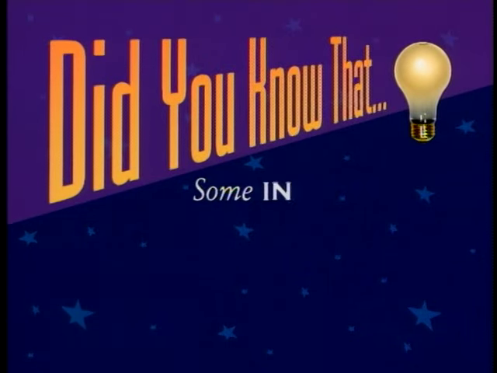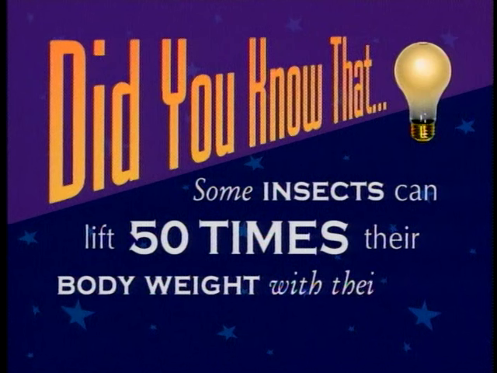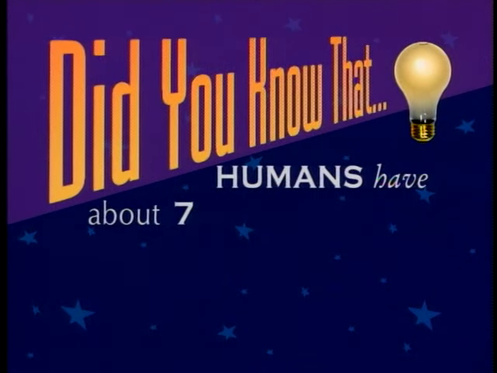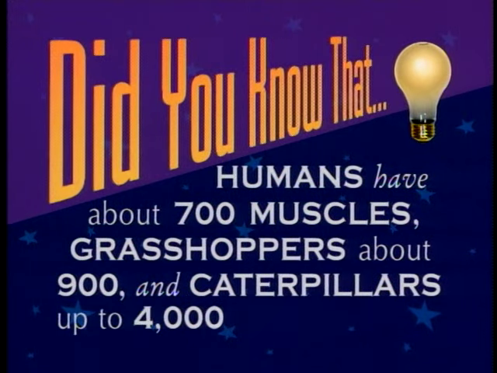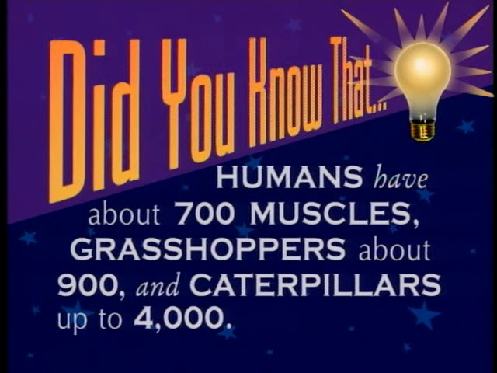Hey, what are you doing? Quit bugging me. See that bugging me? Get it? Bugging me? That's your insect compound eye comedy right there. Did you know that? Some insects can lift 50 times their body weight with their mouth parts. Humans have about 700 muscles, grasshoppers about 900, and caterpillars up to 4,000. Now you know!